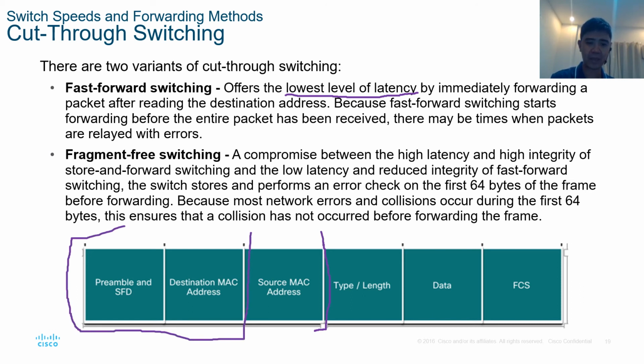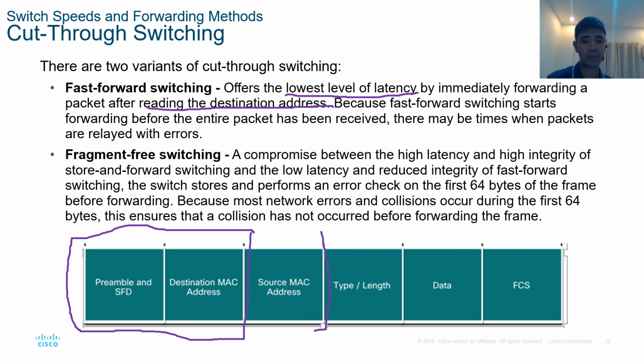The moment the switch reads the destination MAC, it will automatically forward the frame. So the keyword here is reading the destination address. It skips the rest. It never reads the data. It never processes the FCS. Once it reads the destination address, that's it.